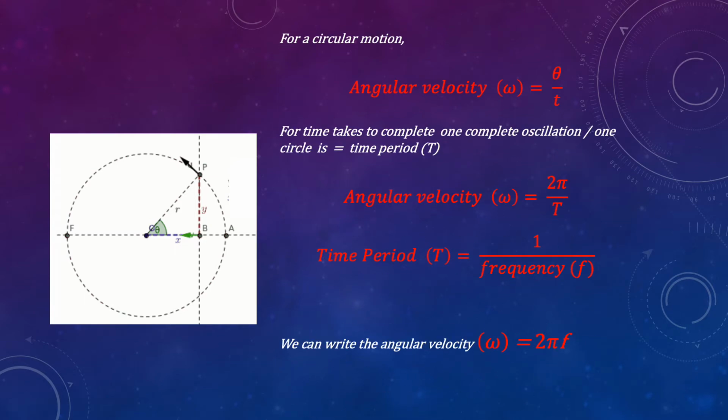We know for a circular motion, angular velocity omega can be defined as the rate of change in the angle. For one complete oscillation or one complete circle, the angle is 2 pi. The time taken to complete 2 pi radians is equivalent to the time period T. So we can write the angular velocity as 2 pi divided by the time period. And the time period is the reciprocal of the frequency, so we can rearrange this as angular velocity omega equals 2 pi times the frequency.